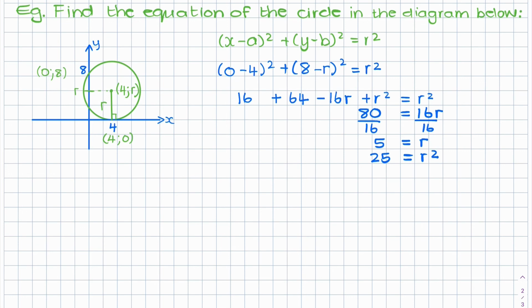Now we have both variables, so we can go back to our original equation to substitute. So we're going to make r equal to 5, and we're going to make r squared over here equal to 25. So we just go back and substitute in the relevant values. So what I've done is I've replaced the r with 5, and I've replaced the r squared with 25.